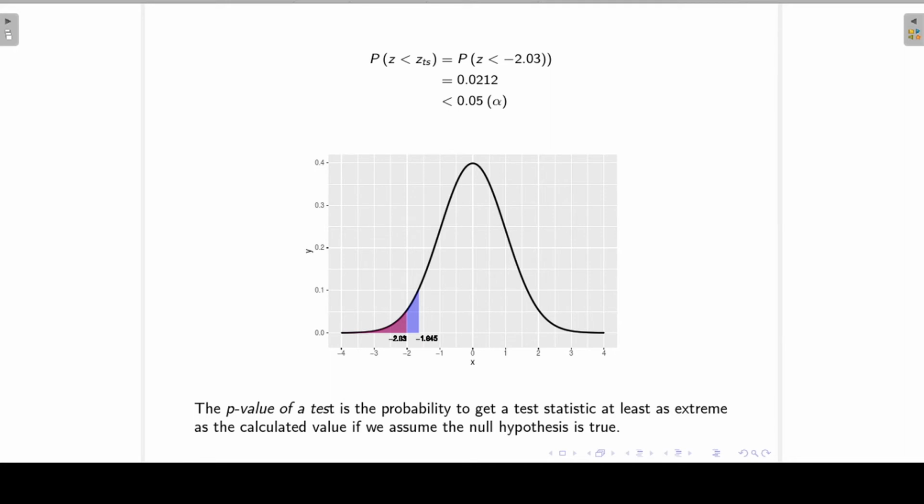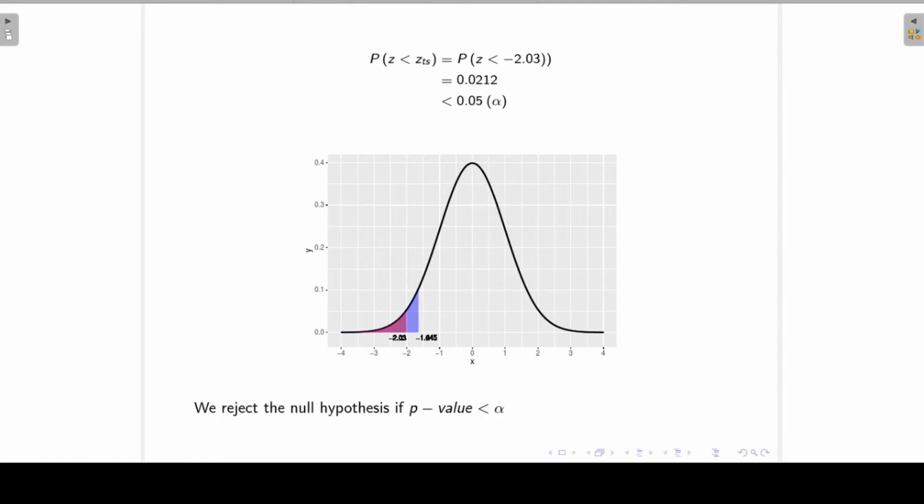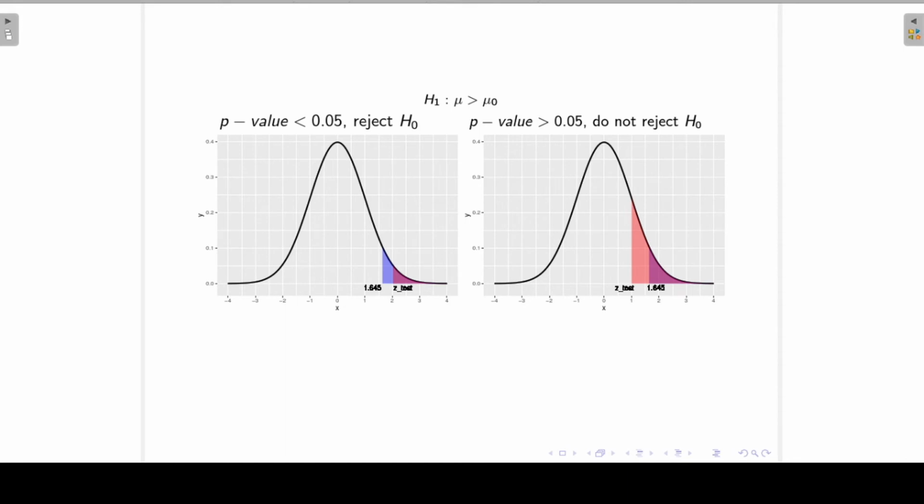So if my p-value is small, it means that there's a small probability, a small chance, to get a test statistic value at least as extreme, in this case at least as small, as the one that we have calculated if the null hypothesis is true. Now, we reject the null hypothesis if the p-value is less than alpha, our level of significance. Now we can do the same thing if we are working with a right-sided alternative.